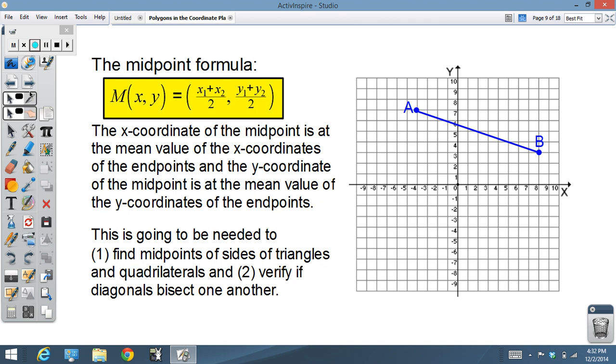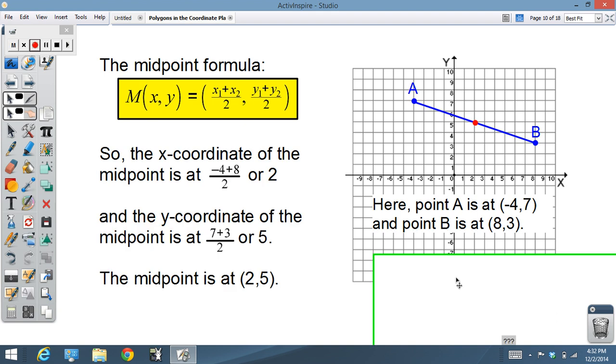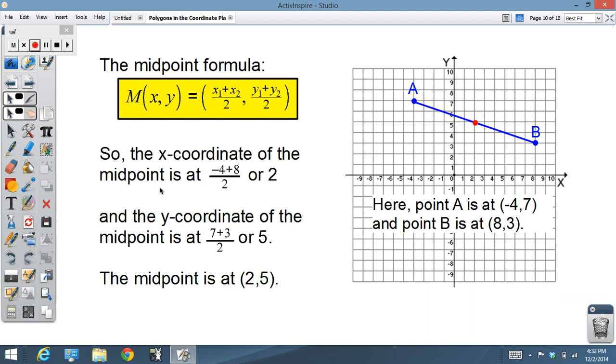All right, so if you need to remember how to use the midpoint formula, here is an example. Pause, answer coming now. Okay, plug in the x coordinates, add them up, divide by 2, you have the x coordinate of the midpoint. Plug in the y coordinates, add them together, divide by 2, you have the y coordinate of the midpoint. All right, so hope we remember that.